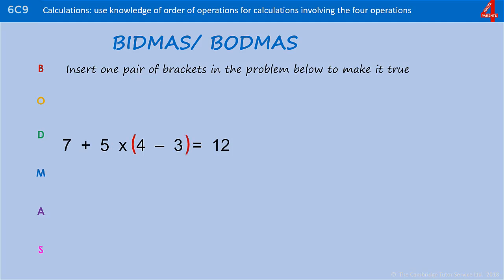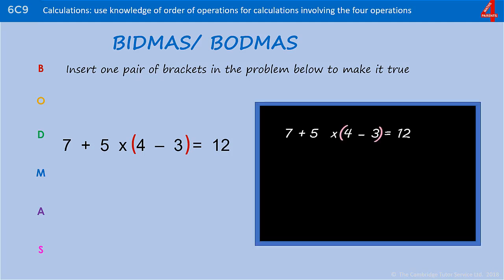Let's try a different way. Let's try putting the brackets around 4 take away 3. So deal with the brackets first. 4 take away 3 is 1. The next operation we deal with is the multiplication. So we have 5 multiplied by 1, which is the number now in the bracket. 1 times 5, that's 5. And 5 add 7, that's 12. The brackets need to be around the 4 subtract 3 to make this statement true.